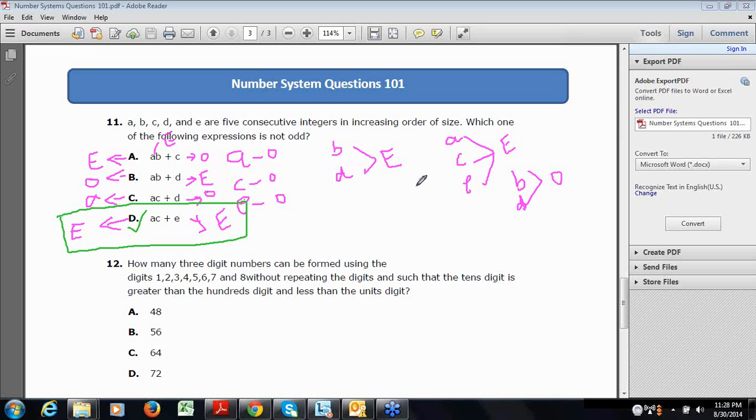Now consider the second case in which A, C and E are even and B and D are odd. In that case, AB plus C is even, AB plus D is odd, AC plus D is odd, and AC plus E is even. So AC plus E is even in both the cases. So this expression is never odd. So we can go ahead and mark option number D.